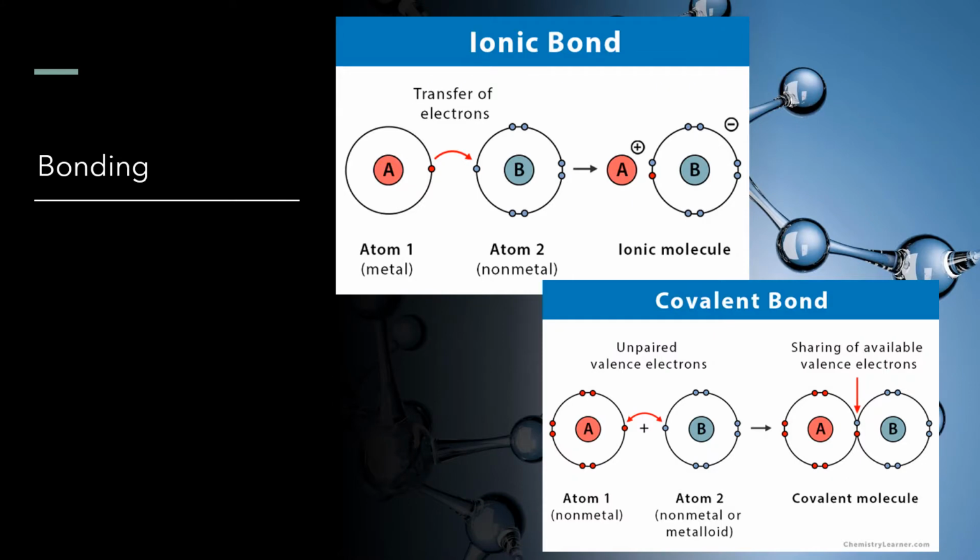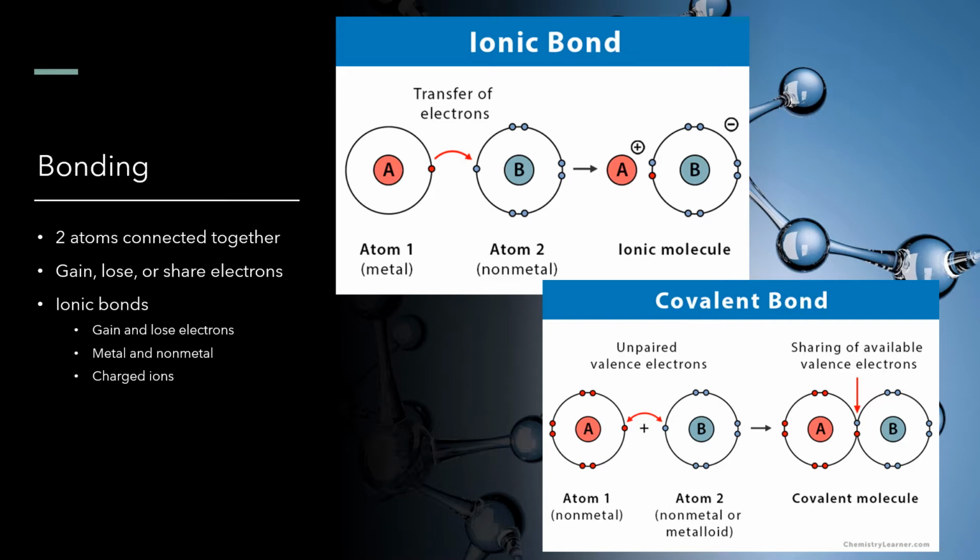So when we're talking about bonding, we're talking about putting two or more atoms together so that they basically stick together. In order to do this, atoms need to either gain, lose, or share electrons. So electrons are really what is causing the bond between two atoms. And in an ionic bond, one of the atoms will gain an electron and the other atom will lose an electron.